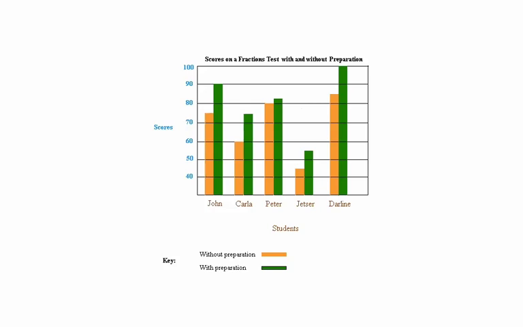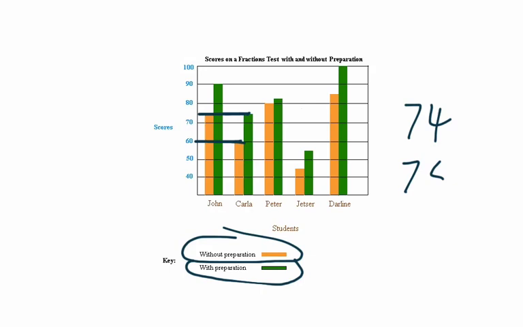That is perfectly okay. So most of them, as you can see, like if I wanted to look at Carla without preparation, Carla scored a 60. But if I wanted to look at how much Carla scored with preparation, look at this one, it's now in between 70 and 80. And it's about halfway in between 70 and 80. So we can assume that that's maybe a 74 or a 75. Okay?